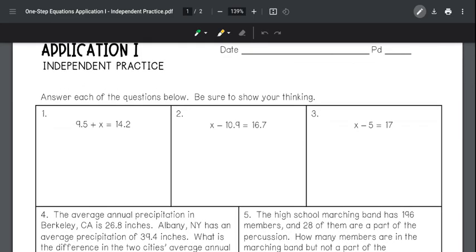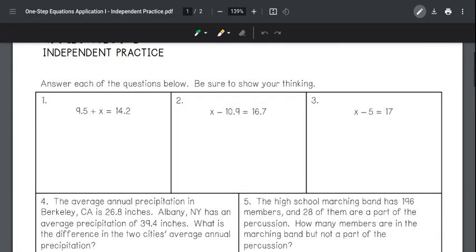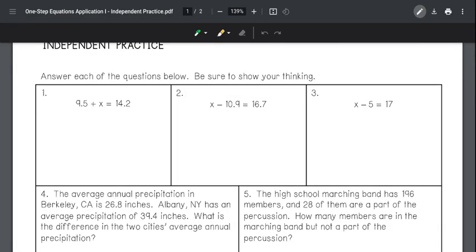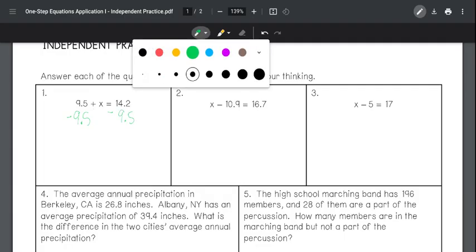All right, answer each of the questions below. Be sure to show your thinking. Starting with number 1, 9.5 plus x equals 14.2. We want x by itself, okay, which means we have to get rid of that 9.5. Well, right now it says plus 9.5, so we have to do the opposite. So we're going to do minus 9.5 and minus 9.5 on this side. Okay, let me make that bigger.